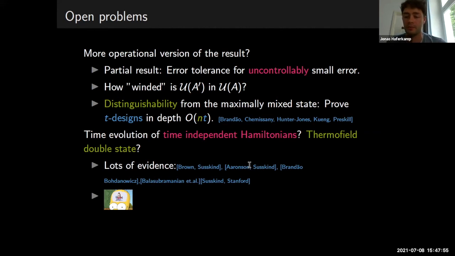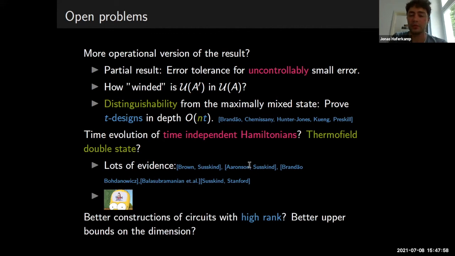One last thing that I would like to do is to look for better constructions of circuits with high rank, or even to upper bound the dimension better, because any bound in any direction essentially improves our statement as well. For example, it would be interesting whether you can get rid of this inverse polynomial growth rate, and make it constant and independent of the system size. I would like to see that, even though in this result you also get this 1/n factor, so it might be the case that this is actually optimal.